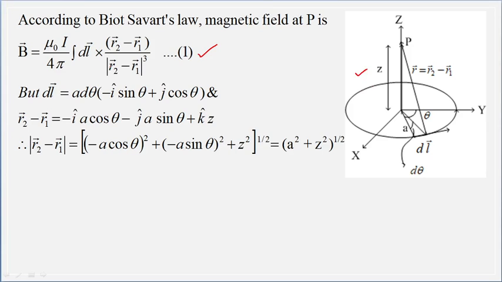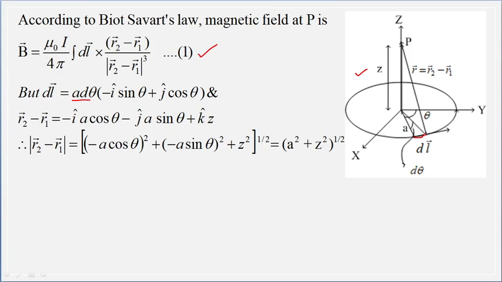Now what we have to find here is what vector dl is in this case, and what vector r2 minus vector r1 is. First of all, dl is like an arc. The length of the arc is s equal to r theta. This s is dl, so dl equals a, the radius, times the angle d theta. So a d theta is the magnitude of vector dl.